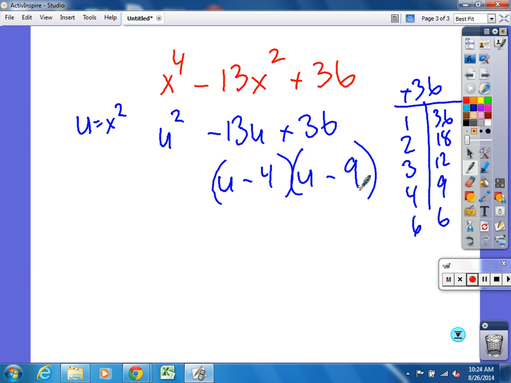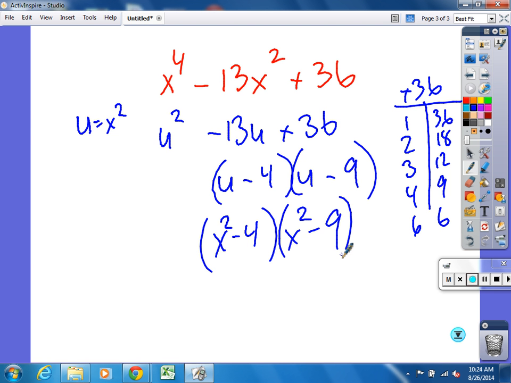Okay. But what is U? Are we done yet? No. So now, what is U? We can rearrange this and say x squared minus 4 and x squared minus 9. Does anybody remember what these are called? They're special. They're called difference of squares. Does anybody remember what a difference of squares factors into from last year?